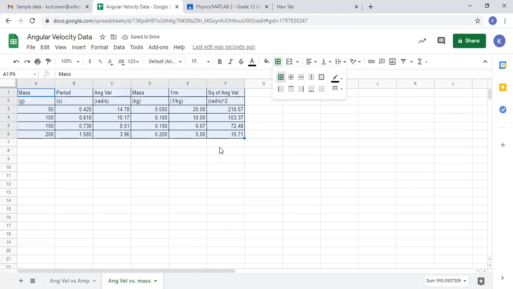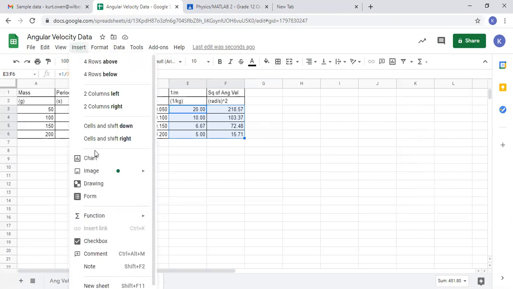Okay, so now I'm ready to put in my table. All right, and once again, I want to use these last two columns. That's why I put them in this order. I want 1 over m to be on my horizontal axis, and I want omega squared to be on the vertical axis so that the slope should be the spring constant K. So let me go ahead and insert a chart now.